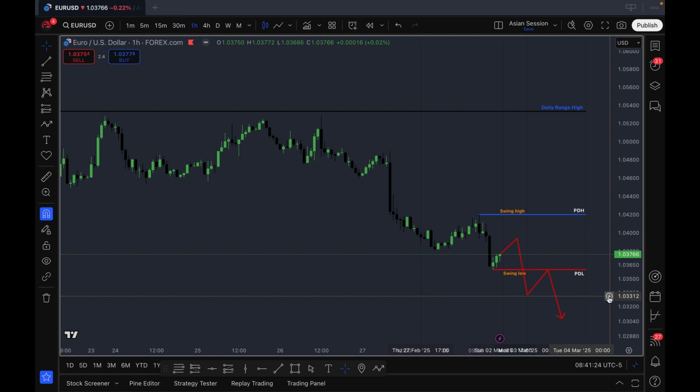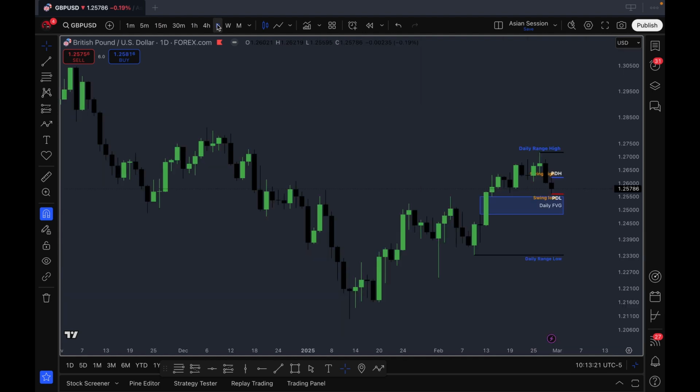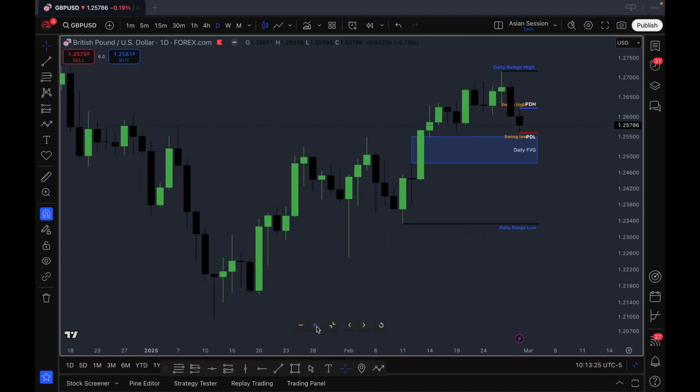The next chart we're gonna be looking at is GBP USD. It's looking bullish on a daily time frame, so I'll probably be looking for buying opportunities in this market. What I'll probably be looking for is for the price to go into this daily fair value gap, and my targets will probably be my daily range high. And if we hit this before the week ends, then I'll probably be looking for more opportunities to enter the market.